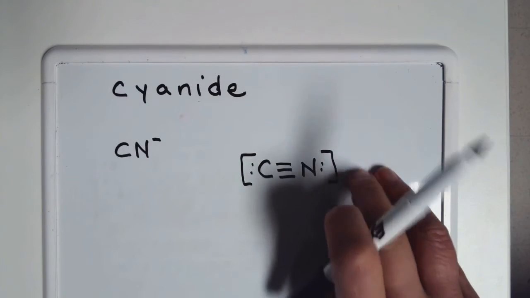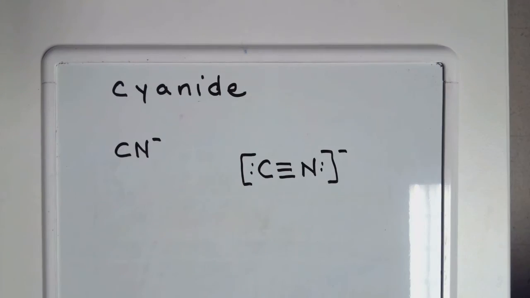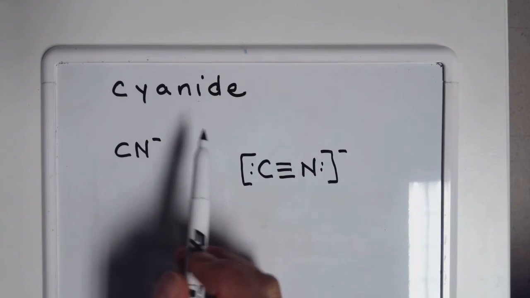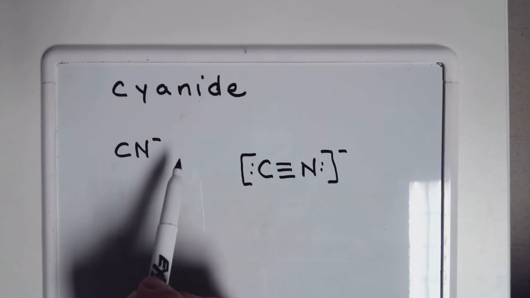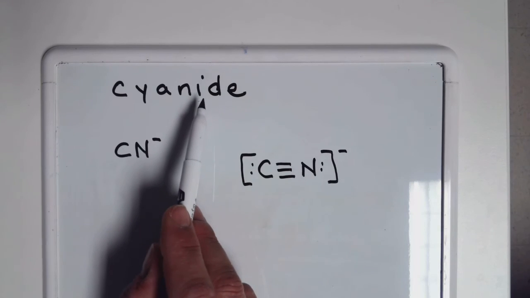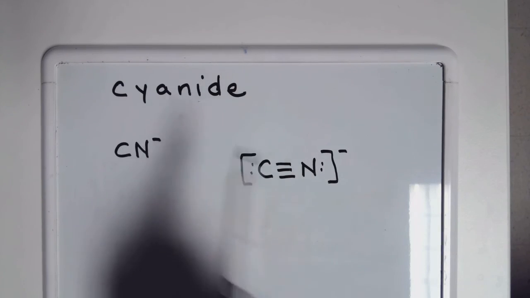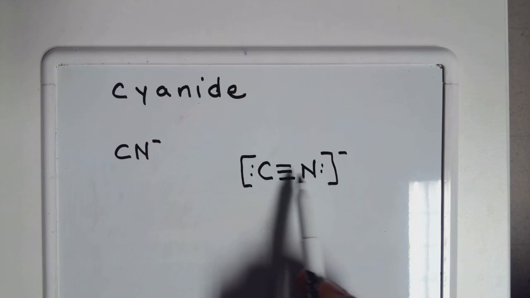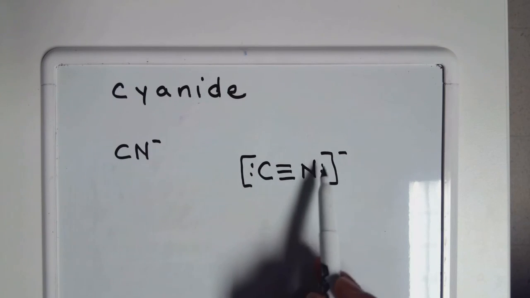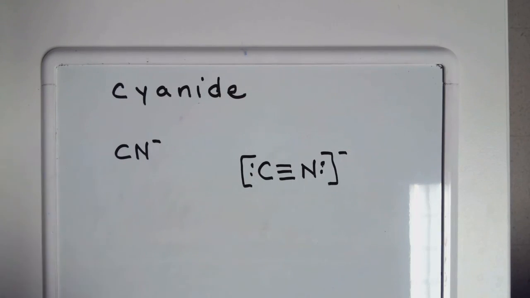Remember, you can always just write negative. The 1 can be silent, but if it's 2 or greater, you need to write the actual number. So cyanide is a polyatomic ion that does not contain oxygen, therefore it does not end in "ate," it ends in "ide." It has a triple bond between the carbon and nitrogen, so therefore just one lone pair on each element end.